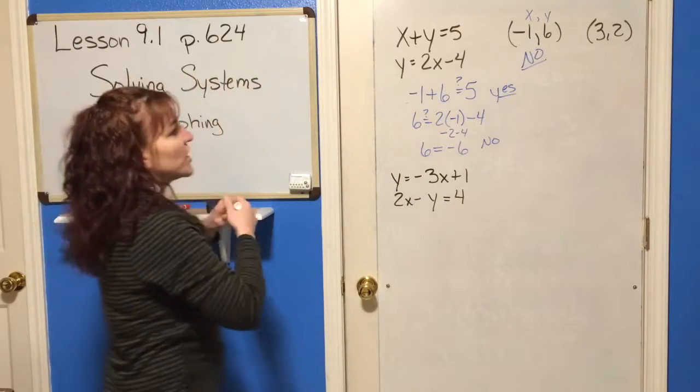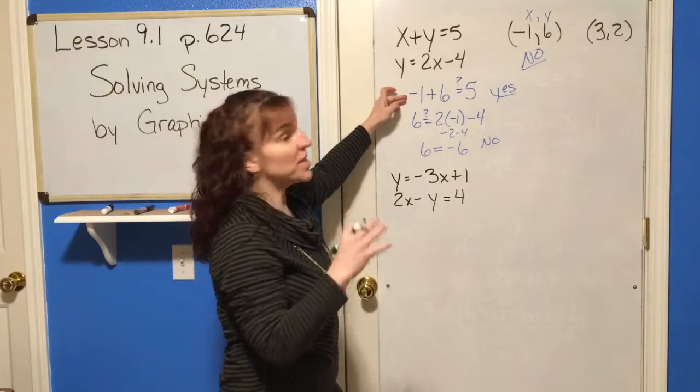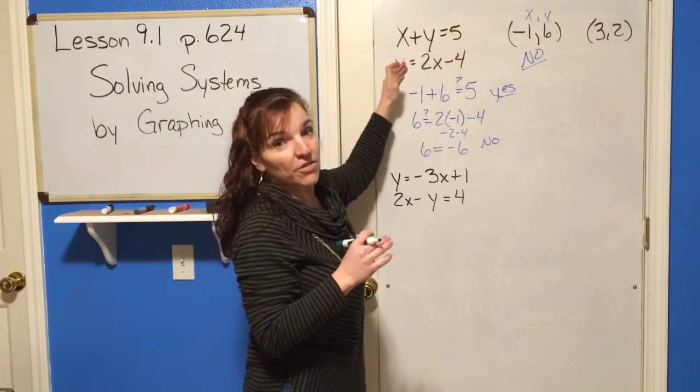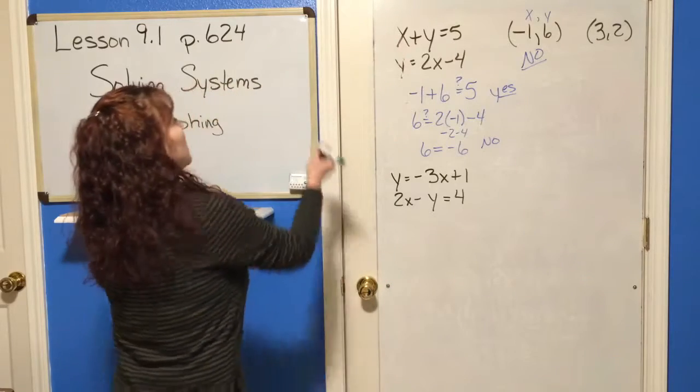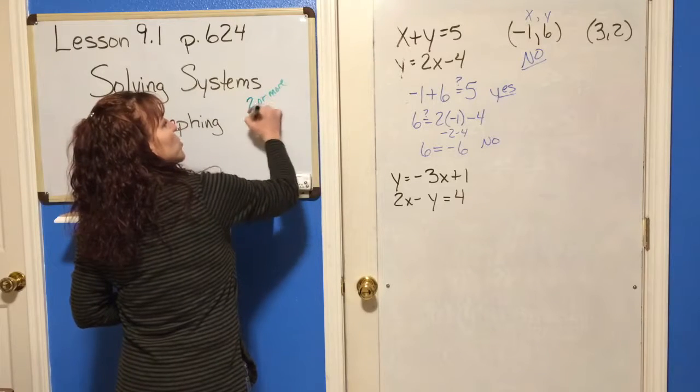All right, so let's check the other one. Do you see that it does make this one true, but that doesn't make it a solution? It's a solution to this equation, but not to the system of equations. Because remember, a system is two or more equations.